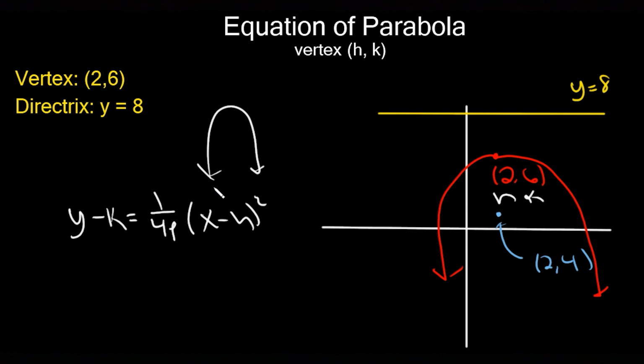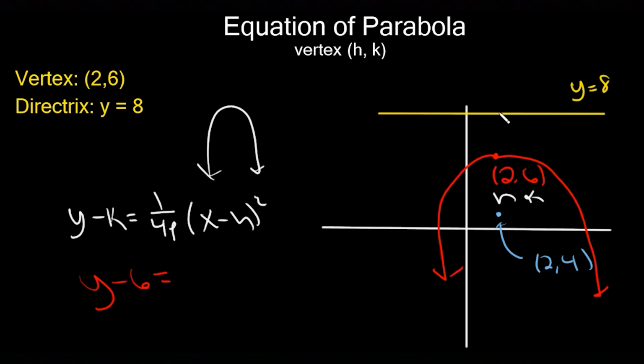So we're going to go ahead and plug it in. So I'm going to do y minus k. My k here is 6. So I get y minus 6. Okay, equal to, now I'm going to have 1 over 4 times p. What is my p? Well, we talked about that already. We're going to have a distance of 2 here for my p, right? So p is going to be 2, but remember, it's opening downwards, right?